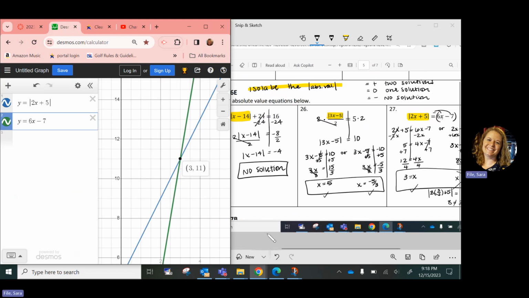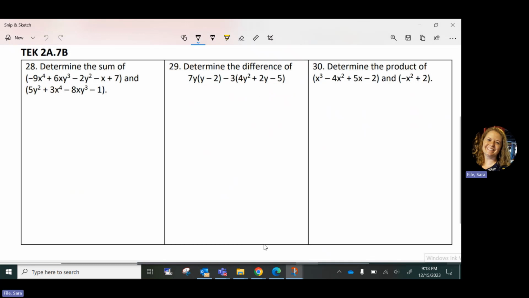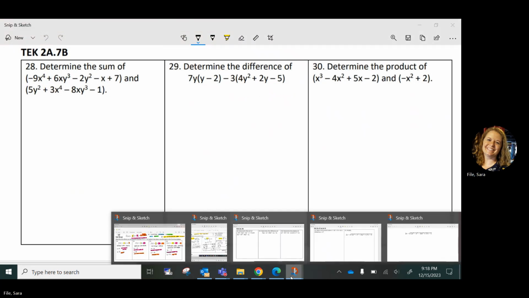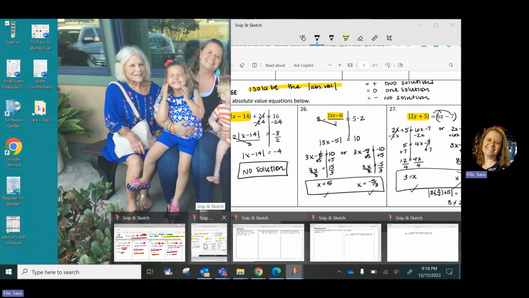All right, I think that was it for the absolute value. Yeah, this gets into then polynomial operations, which is unit 5. I'll do that in a separate video. All right, so this video on absolute value is done.